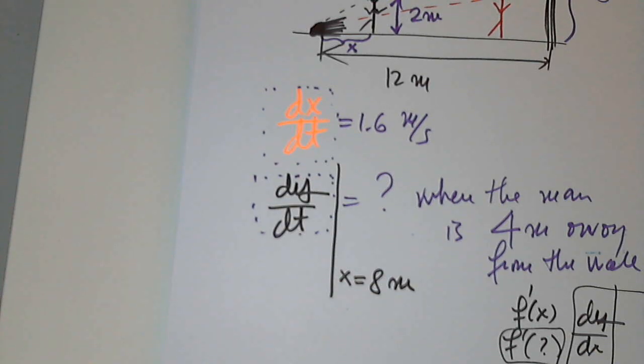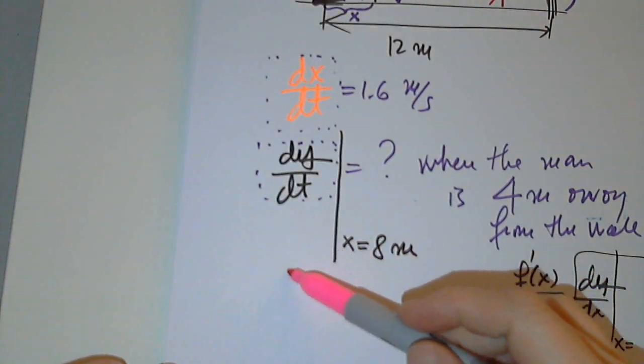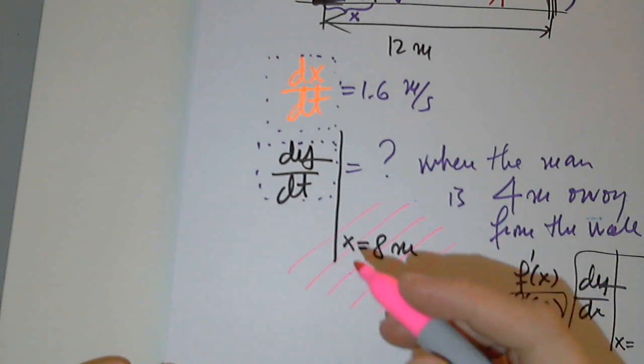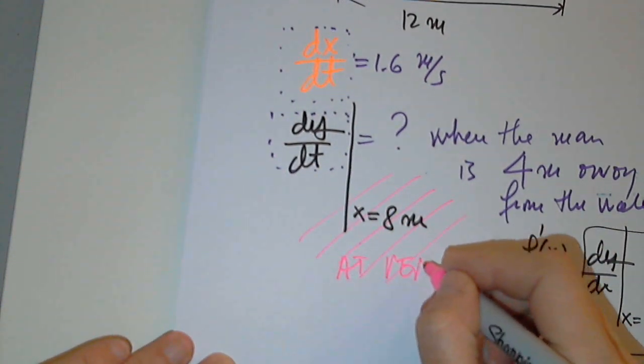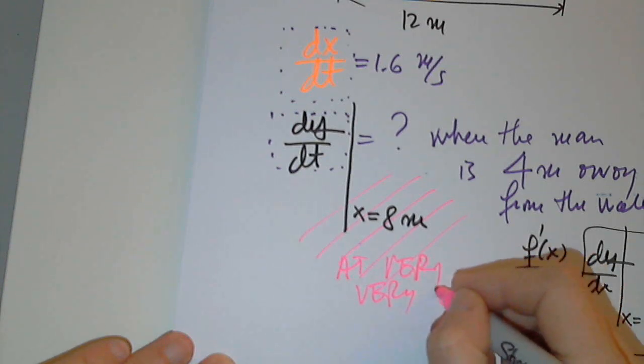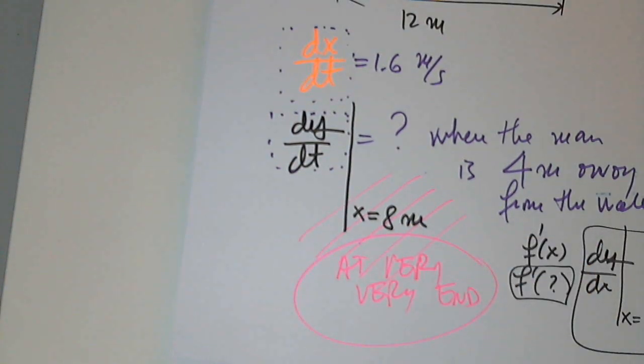Now, one very important remark. This is only at the very, very end. Do not put 8 anywhere but at the very final step. So this you can forget about. You have to determine an equation between x and y. You have to find dy over dt. And when you're done, you plug in 8. So please remember, do not include that in any of your calculations.